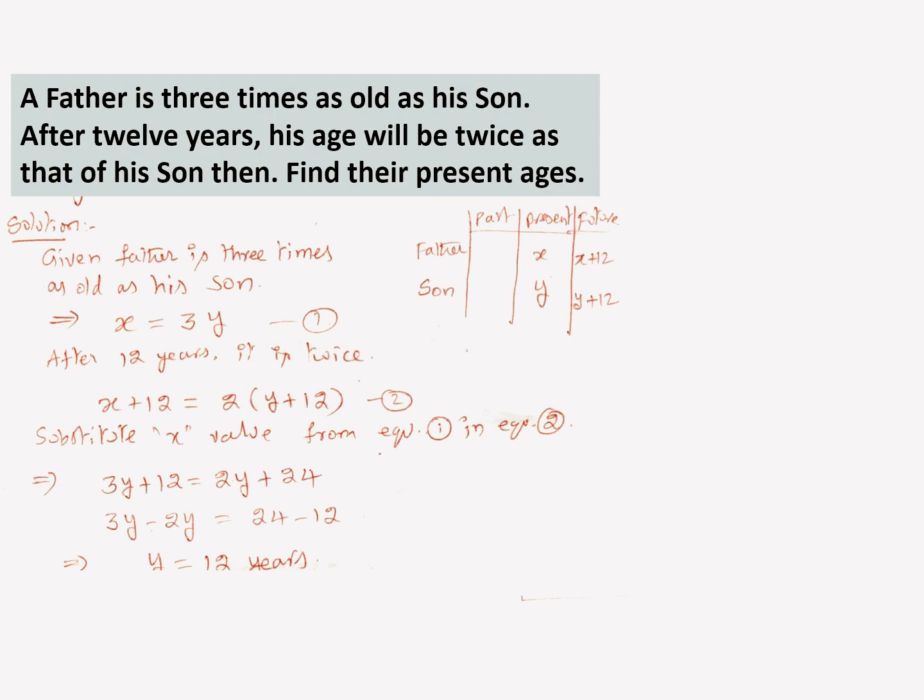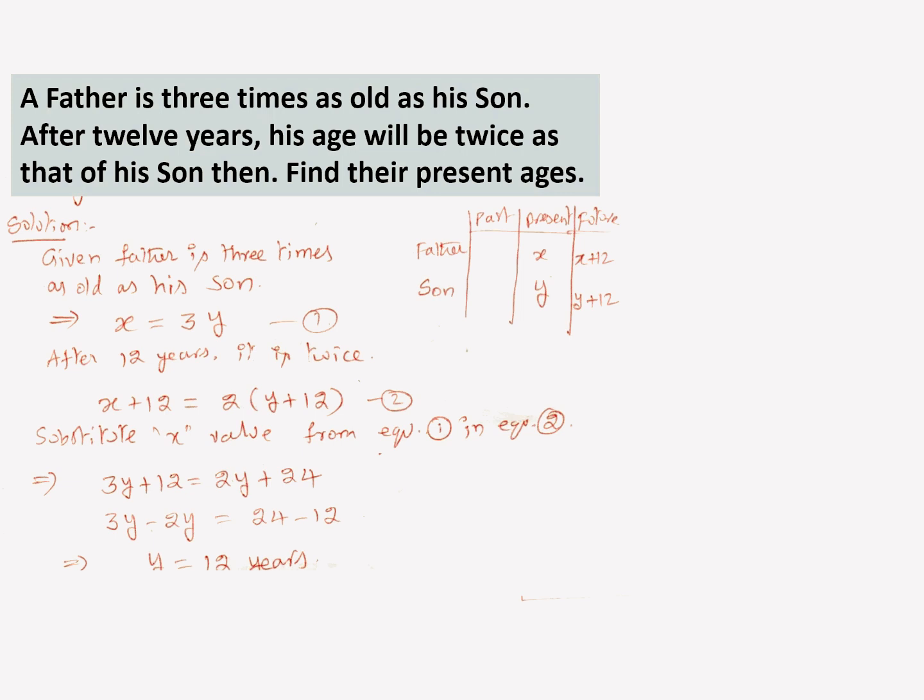In the first equation you have x value 3y. This value you substitute in the second equation. By using the substitution method we can solve these two equations. So then x becomes 3y plus 12 equals 2y plus 24. So 3y minus 2y equals 24 minus 12. So y equals 12 years.